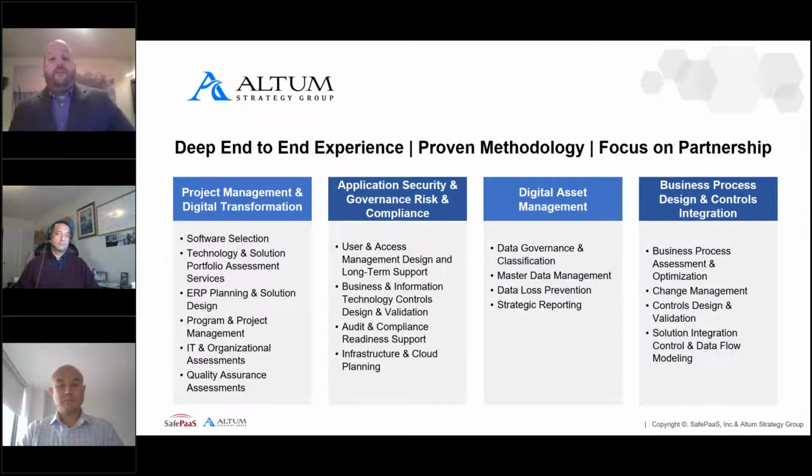Our third major pillar is digital asset management, everything from data governance and classification to master data management, data loss prevention or DLP, and then on into strategic reporting. And last but not least is our business process design, optimization, controls, integration, focusing on the process assistance, change management, business process controls, and then solution integration, integrating the other three pillars all together.